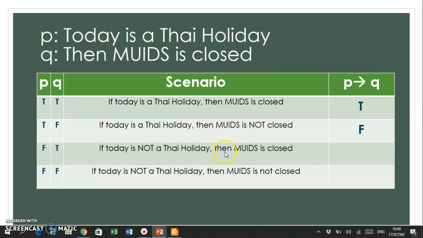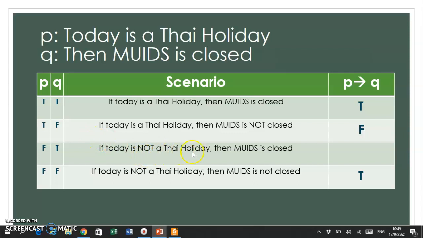I'm going to skip this third one and go straight to the fourth one. So if today is not a Thai holiday, then MUIDS is not closed. Well, again, that would be true, right? Okay, so today's not a Thai holiday. Well, MUIDS is not closed. Alright? It's consistent with our implication.